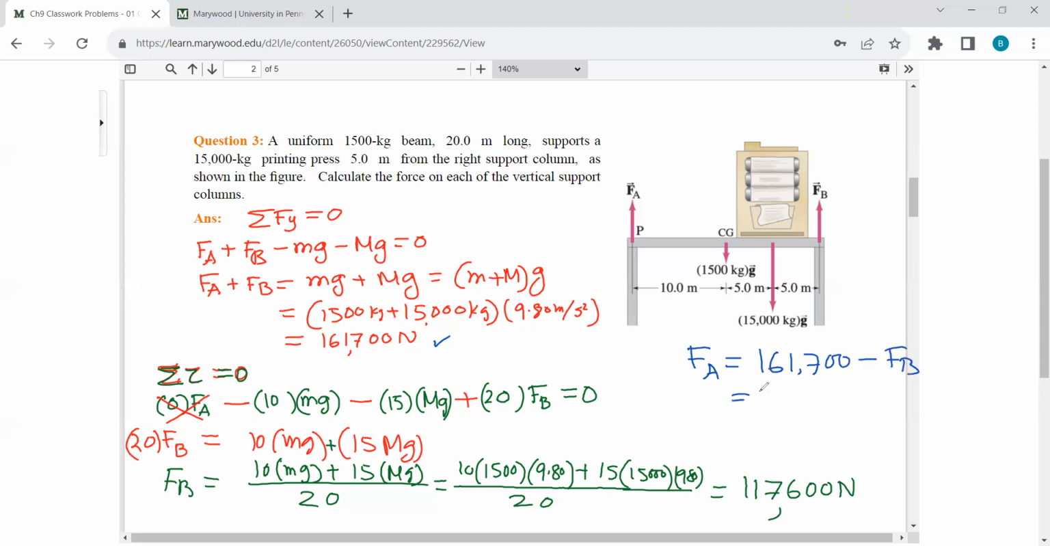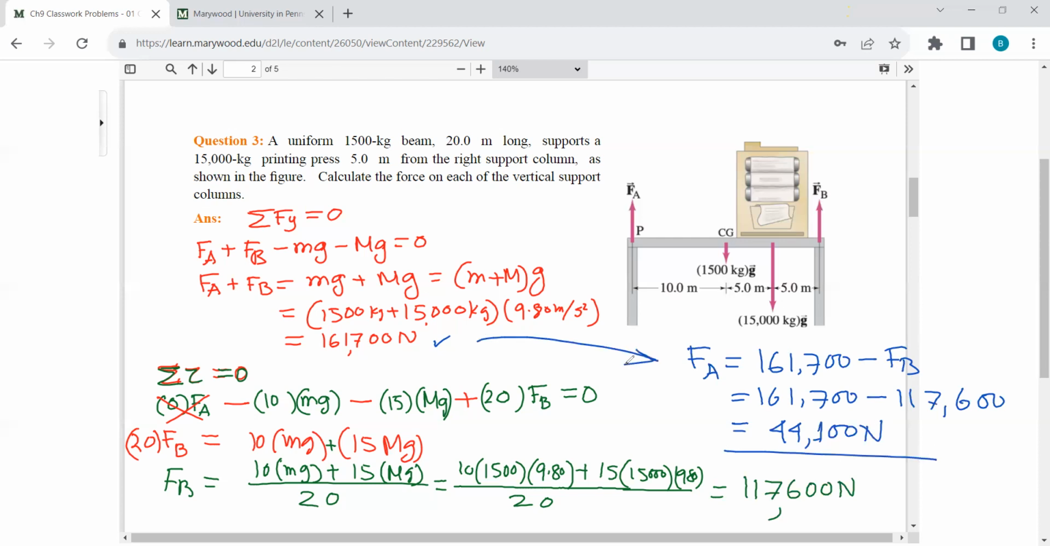So FA is 161,700 negative 117,600. So this is basically 44,100 Newton. So FA is basically from this equation, substituting the value of FB in this equation, you get FA. Okay. All right, very good.